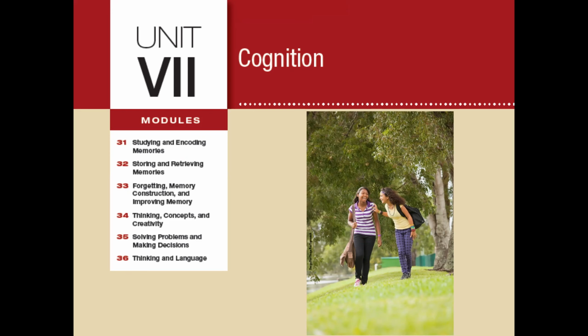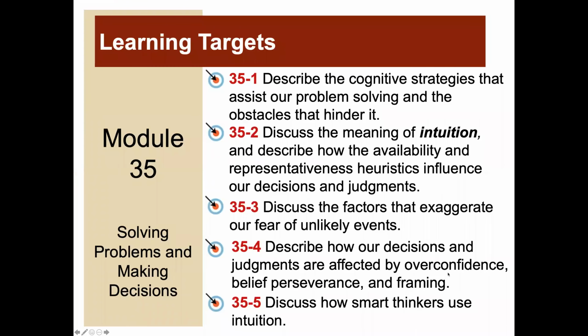And it is also very important in terms of your own life and thinking about how you solve problems and make decisions and what may actually interfere with your problem solving and decision making, and being able to notice it in others as well. Really fascinating stuff in this module. It is fairly long, I'd say more medium length. We've got 5 learning targets for module 35.